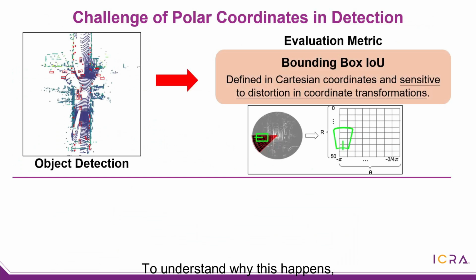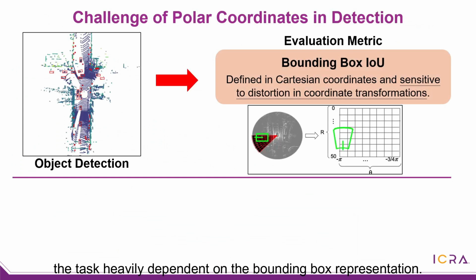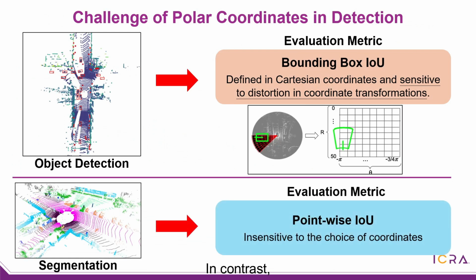To understand why this happens, we look at the evaluation metric. In object detection, objects are evaluated as a whole, typically using bounding box IOU, which makes the task heavily dependent on the bounding box representation. Since most annotations are defined in Cartesian coordinates, converting them into polar coordinates can introduce distortion, giving Cartesian-based methods a natural advantage. In contrast, segmentation relies on point-wise evaluation rather than object-level structures.